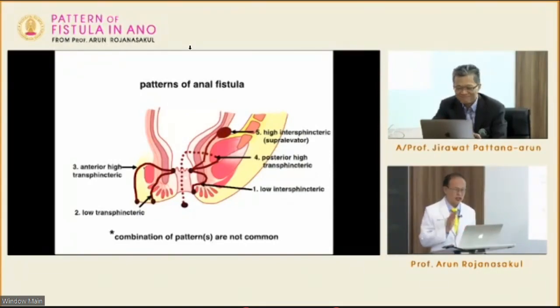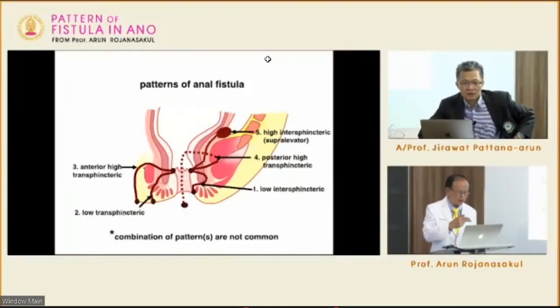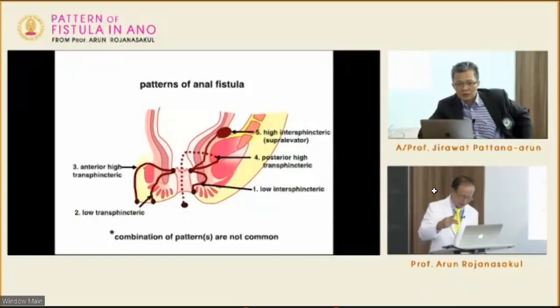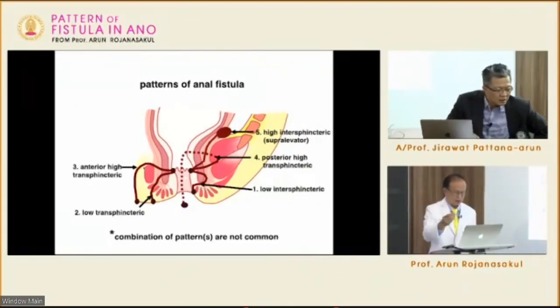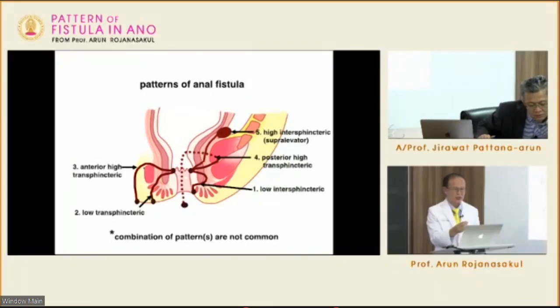If you use the LIFT procedure, when you go into the intersphincteric plane but you cannot find the tract, you look left and right, but you cannot find it. Then there are many techniques. First, maybe you put a probe in the tract, and maybe you can have some clue. Second, maybe you start coring out from the external opening, and then you can reach the intersphincteric plane and you can see.